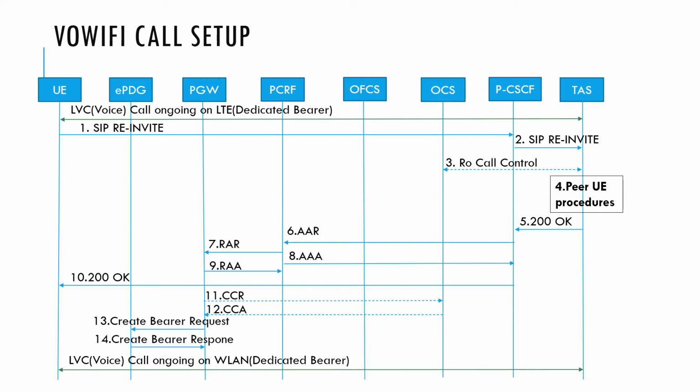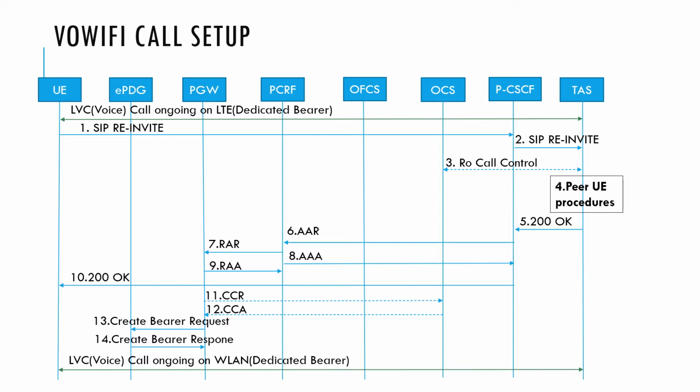So SIP re-invite is sent from UE to the PCSCF. Then PCSCF sends the SIP re-invite to the TAS. Now TAS has to update the OCS in order to perform certain charging, if any charging is required. For that we have some Ro call control procedures. Ro is the interface between the OCS and TAS. Then the TAS initiates the call with the B party UE. We can summarize this as peer UE procedures over here. And then the TAS sends a 200 OK back to the PCSCF.